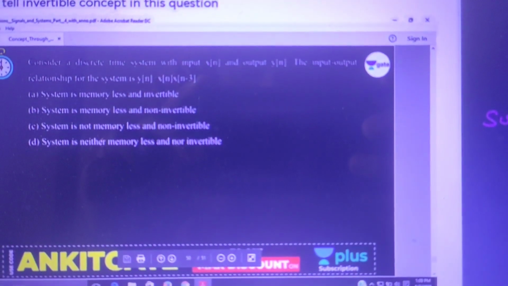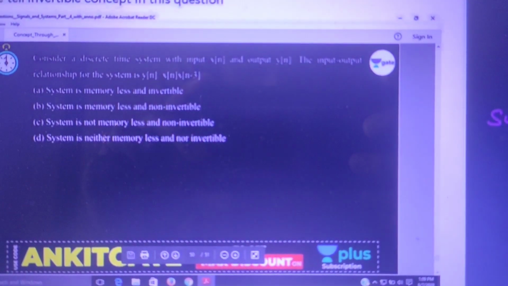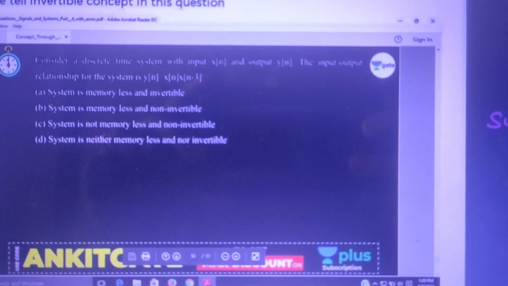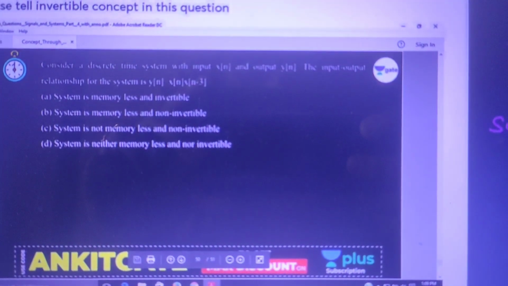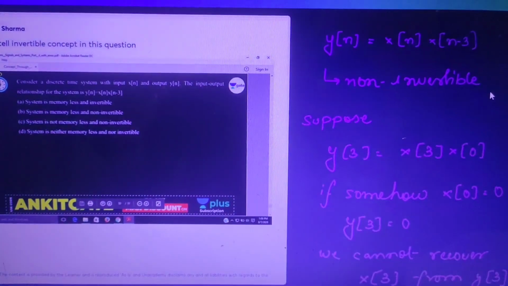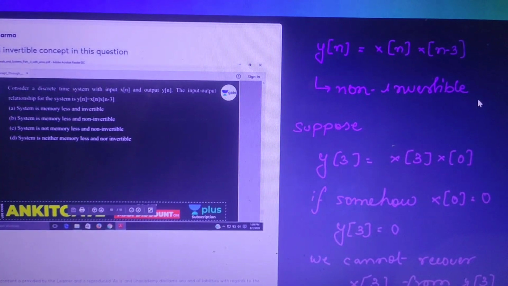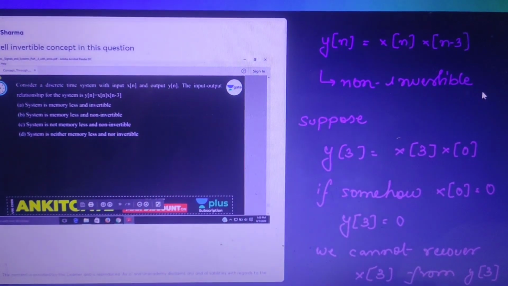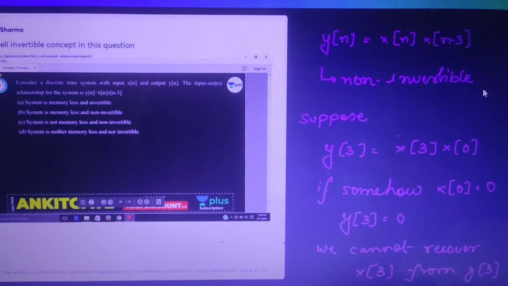Consider a discrete time system with input x of n and output y of n. The input-output relationship y of n is equal to x of n into x of n minus 3, and it is asking about memory and invertibility. Here y of n is equal to x of n into x of n minus 3. It has memory and it is non-invertible.